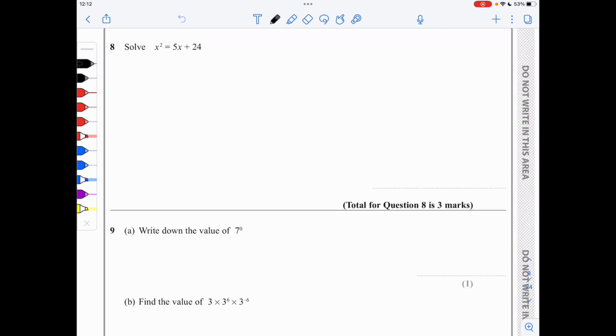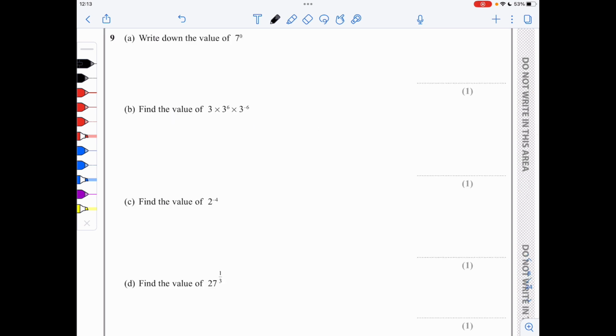In question 8, we need to solve x squared is 5x plus 24. This is a quadratic in x. We collect everything on the left hand side to get x squared minus 5x minus 24 is equal to 0. This factorizes into (x minus 8)(x plus 3). So it means that either x minus 8 is 0 or x plus 3 is 0, which leads to two solutions: x is 8 or x is negative 3.